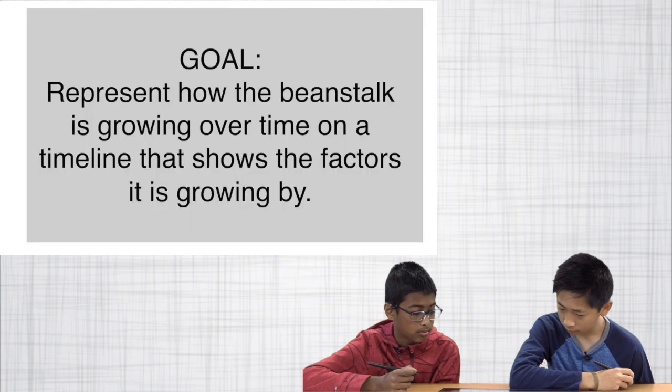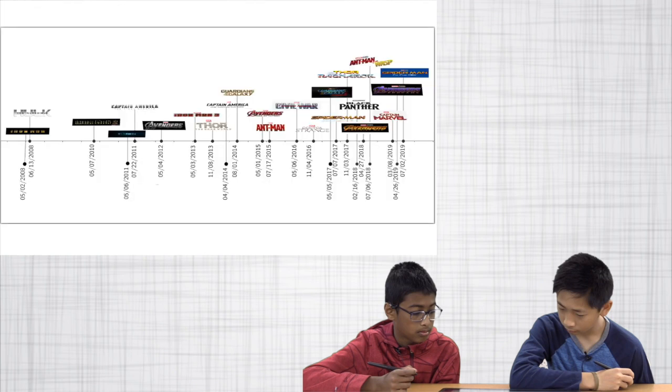In this lesson, they continue to explore the beanstalk's growth and coordinate this growth with the passage of time. They represent how the beanstalk is growing over time on a timeline that shows the factors it is growing by. However, they first explore how timelines work in other contexts. They begin by exploring a timeline that shows the release dates of movies in the Marvel Cinematic Universe.